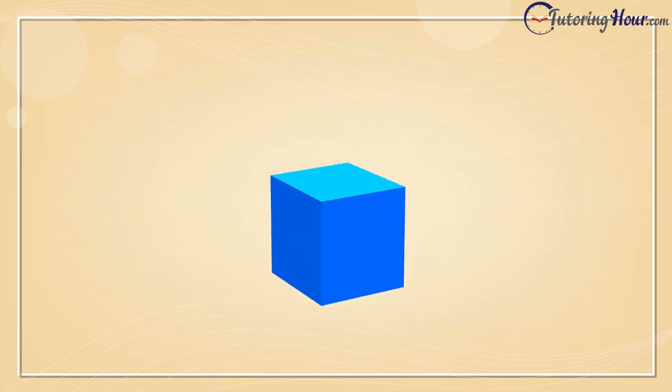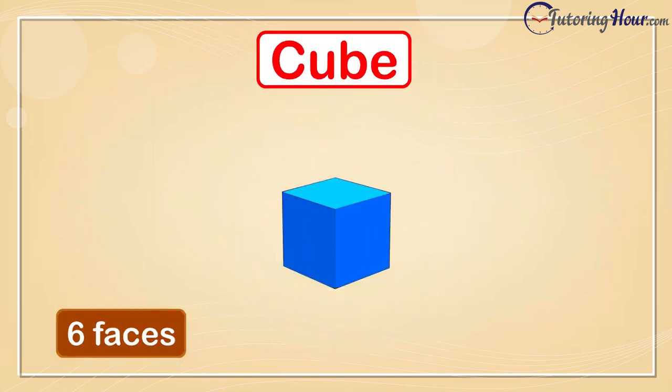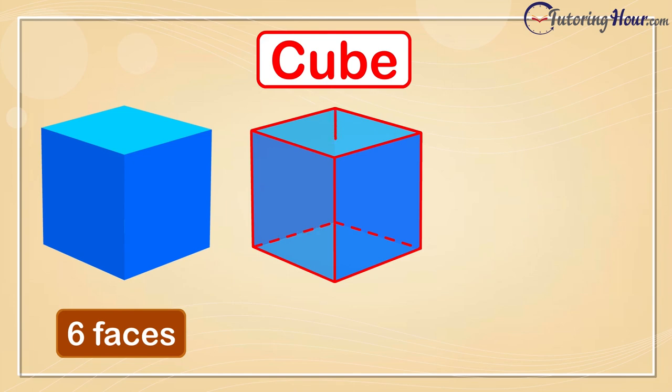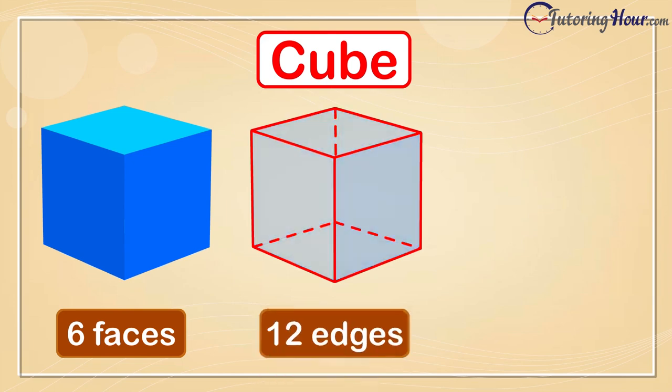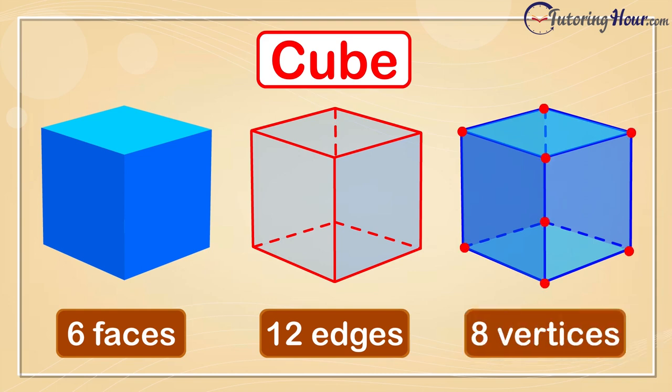Let's move on to our next prism, the cube. The 6 identical faces of the cube make it a special rectangular prism. Let's find out how many edges there are in a cube. It has 12 edges. Let's find out the number of vertices it has. There are 8 vertices here.